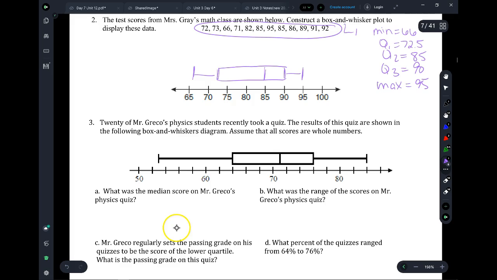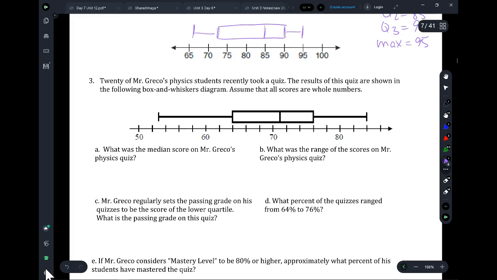Twenty of Mr. Greco's physics students recently took a quiz. The results of this quiz are shown in the following box and whisker diagram. Assume all scores are whole numbers. If we look at the scale that's provided here, to get from 50 to 60, I believe this is counting by 2. So this would be 52, 54, 56, 58, and then 60. That means this minimum is at 53.